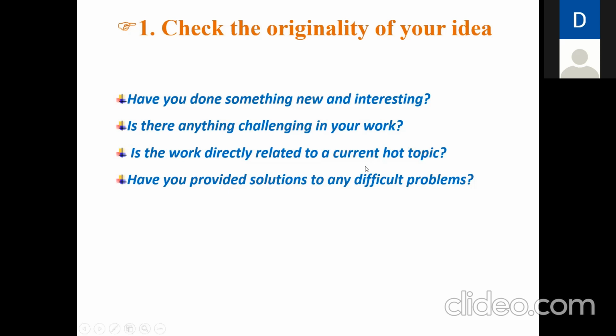The fourth one is, have you provided a solution to any difficult problem? If you are giving a solution to a very unsolved problem, you have to ask this question also. So to check the originality of your idea, you have to ask 4 questions. One, have you done something new and interesting? Second, is there any challenge in your work? Third, is the work directly related to a current hot topic? Fourth, have you provided a solution to any difficult problem? You have to ask these 4 questions.